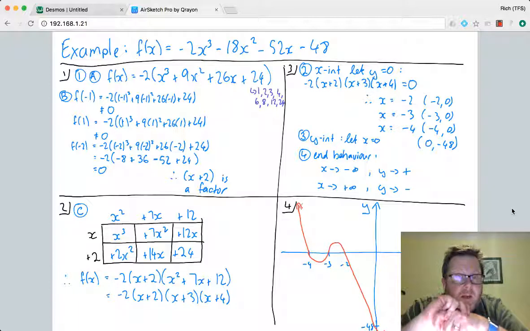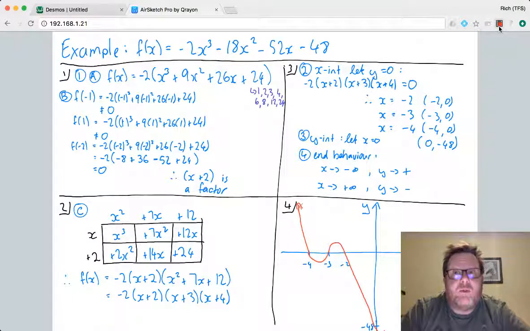In the next video, we'll have a look at how you work out the function given the graph. But that will do for today.